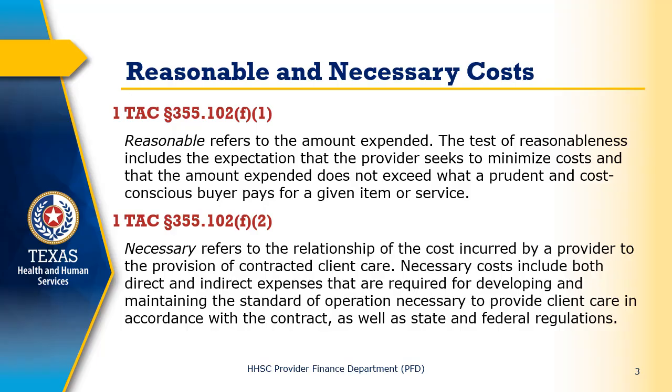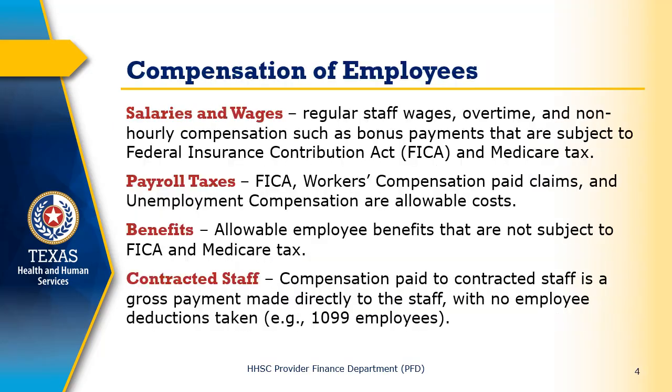Moreover, 1 TAC Section 355.102F2 defines necessary as the relationship between costs incurred by a provider and their relevance to the delivery of contracted client care. Necessary costs include both appropriate direct and indirect expenses that are essential for maintaining the required standards of operation as stipulated by contracts and state and federal regulations. Together, these definitions guide providers in ensuring that both the costs incurred and the services rendered align with prudent financial practices and regulatory compliance. The next several slides provide an overview of the most common examples of allowable costs.